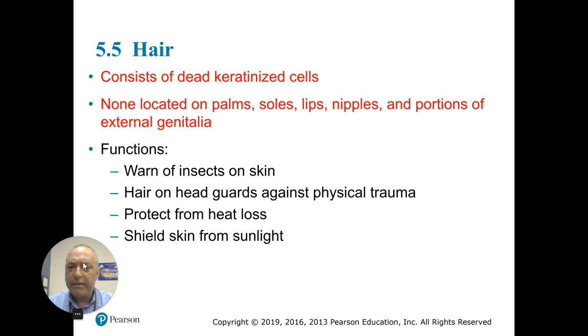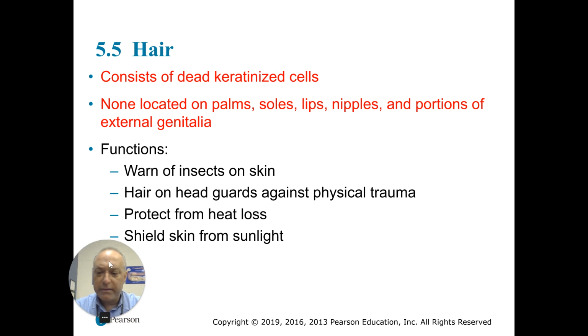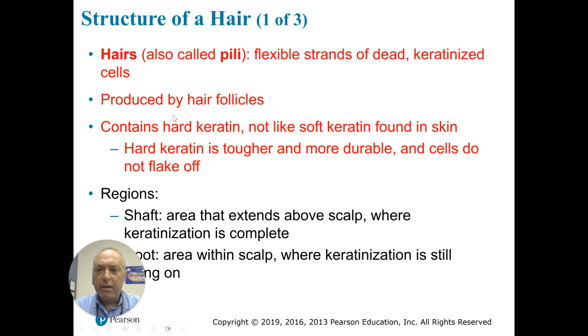Okay, hair. Hair is dead keratinized cells. There's no hair on the palm, soles, lips, nipples, portions of the external genitalia. But the hair has multiple functions. It warns of insects in the skin. The hair protects against physical trauma. It protects against heat loss, as well as has a little bit of UV absorption ability. The hair is also called pillae. So it's produced by the hair follicles, and it's just dead. Well, it's just protein. Okay, keratin.